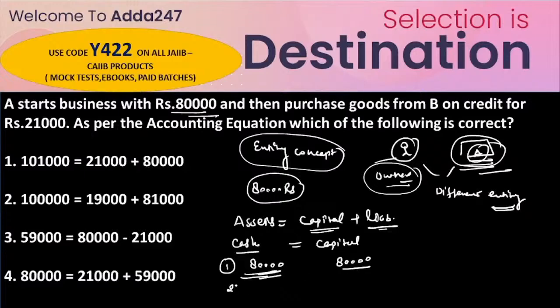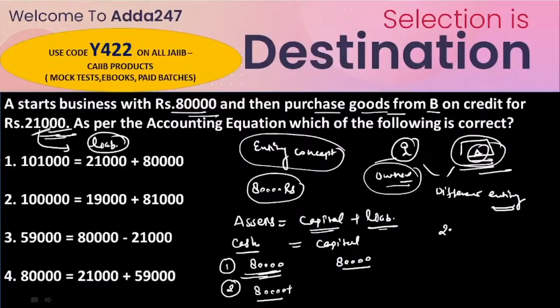After that, the second step is to purchase goods from B on credit for 21,000 rupees. If I am purchasing goods from B on credit of 21,000 rupees, that would be my liability to pay. So how do we write the second transaction? This 80,000 rupees stays here, and the goods of 21,000 rupees are also a part of my asset, isn't it? Because it is a part of my stock.